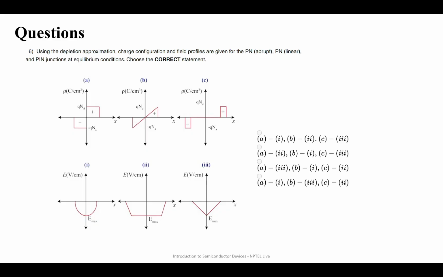Using the depletion approximation, charge configuration and field profiles are given for the PN abrupt, PN linear and PIN junctions at equilibrium conditions. Choose the correct statement. You have been given charge profiles and field profiles and you have to match the correct profile. A to 1, B to 2, C to 3; A to 2, B to 1, C to 3; A to 3, B to 1, C to 2; A to 1, B to 3, C to 2. Which one is the correct match?